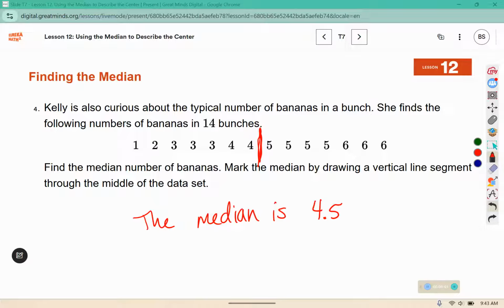When our line lands on a number, that's the median. But if it's between two numbers, we have to figure out what's in the middle of those two values?